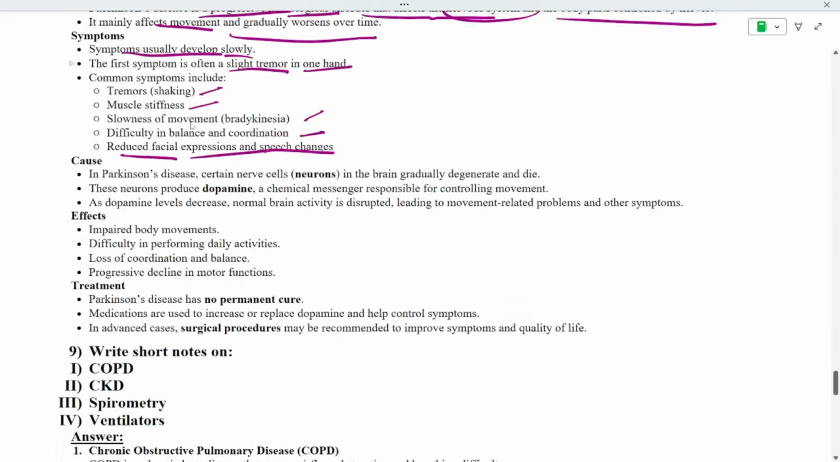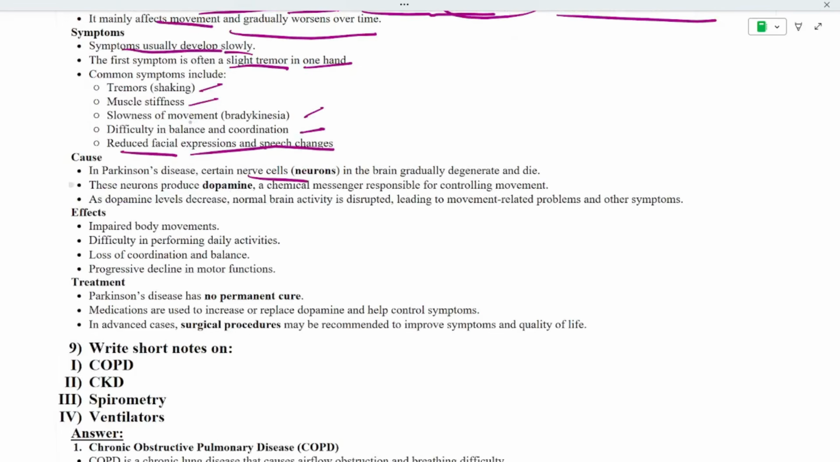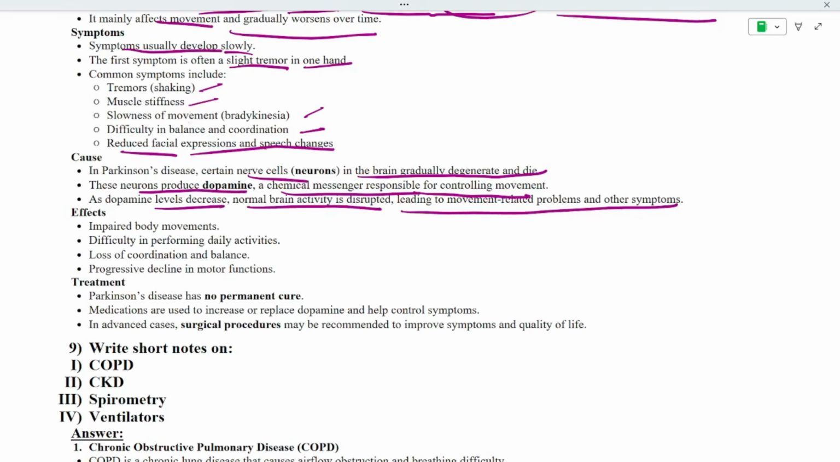What are the causes? Certain nerve cells in the brain usually degenerate and die, and they stop working. These cells produce dopamine, a chemical messenger responsible for controlling movement. When dopamine is reduced, normal brain activity is disrupted, leading to movement related problems and other symptoms related to Parkinson disease. What are the effects? Impaired body movements, difficulty in performing daily activities, loss of coordination, and progressive decline in motor function.